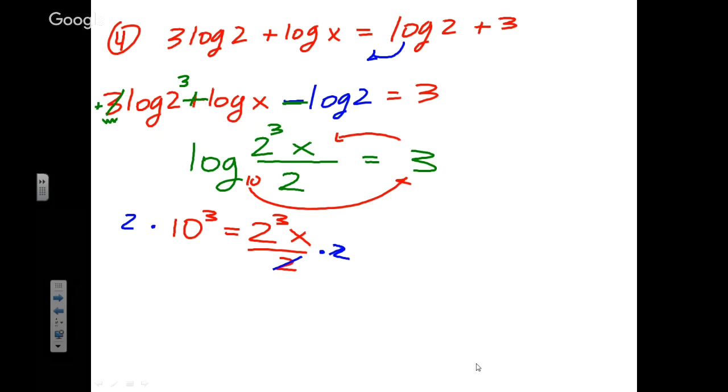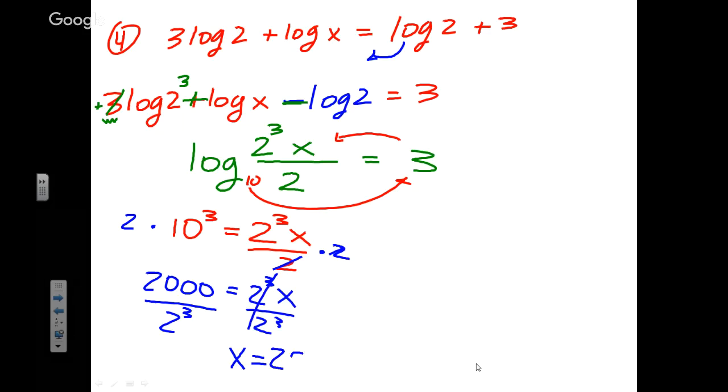So 2 times 10 to the 3rd is 2,000. And then I'm going to divide that by 2 to the 3rd. Get rid of that, and I'll get x equals, I don't know what 2,000 divided by 2 to the 3rd is. It's 2,000 divided by 8. Maybe you can help me out here. 200. Anybody have a calculator? 250? So we get 250.